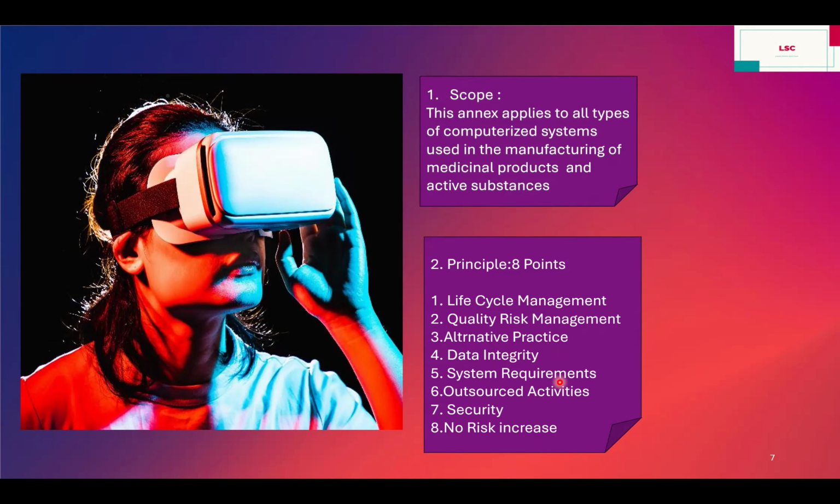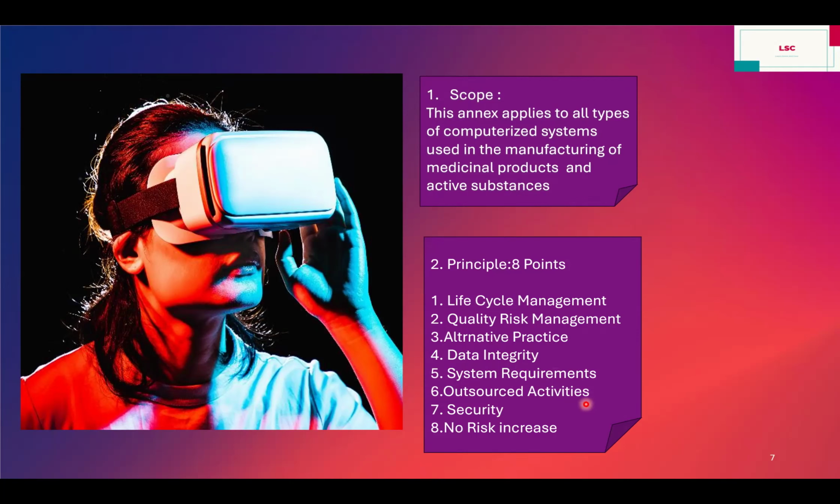Then fifth, system requirement. What is the system requirement? As a regulated user, we design the requirements for automation or a computerized system when we are going to implement our GMP activity. The guideline clearly mentions the requirements should serve as the very basis for the system qualification and the validation throughout the life cycle.